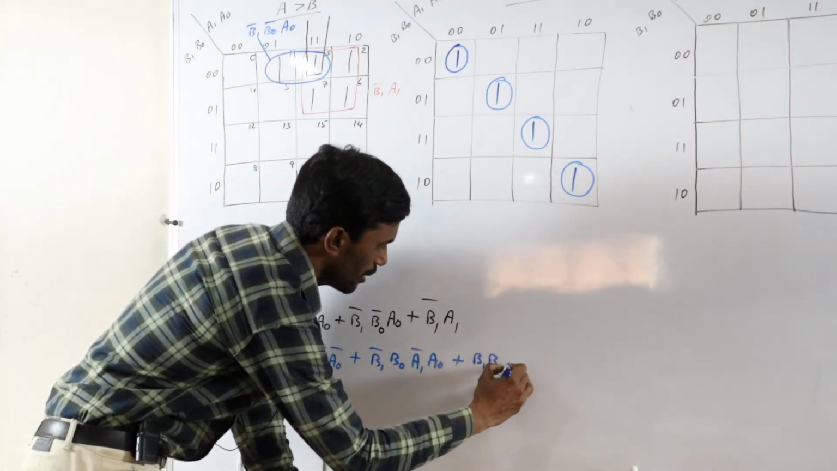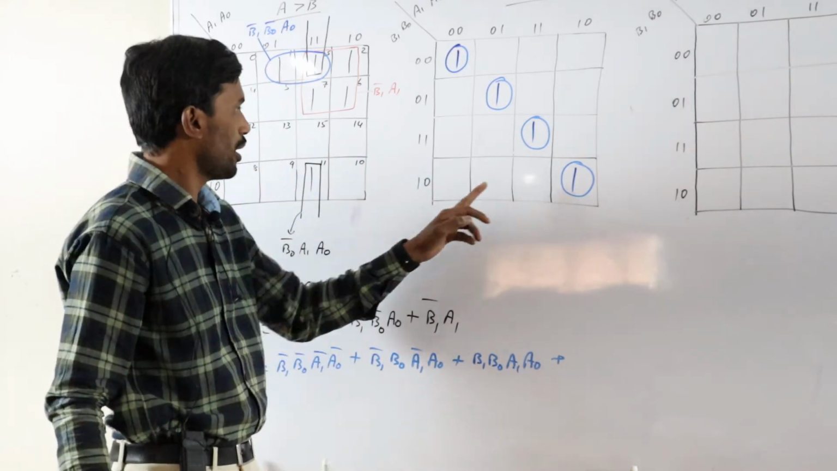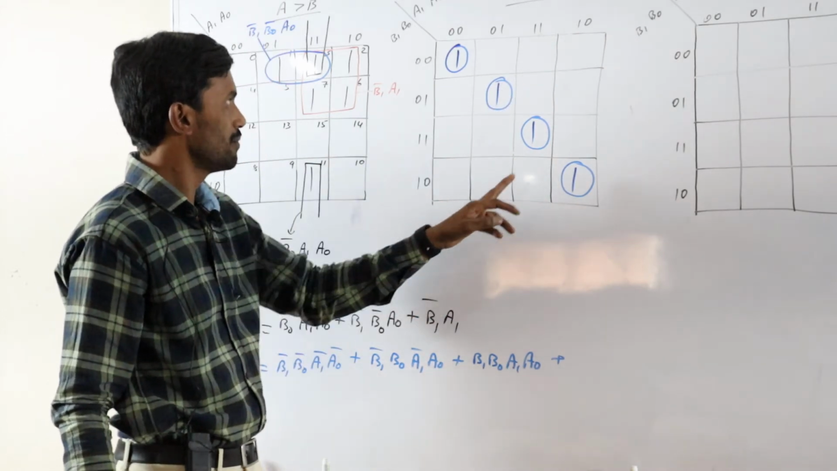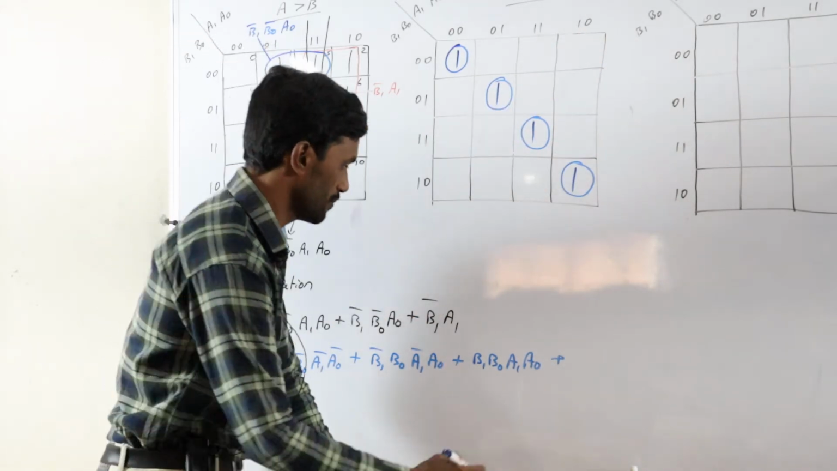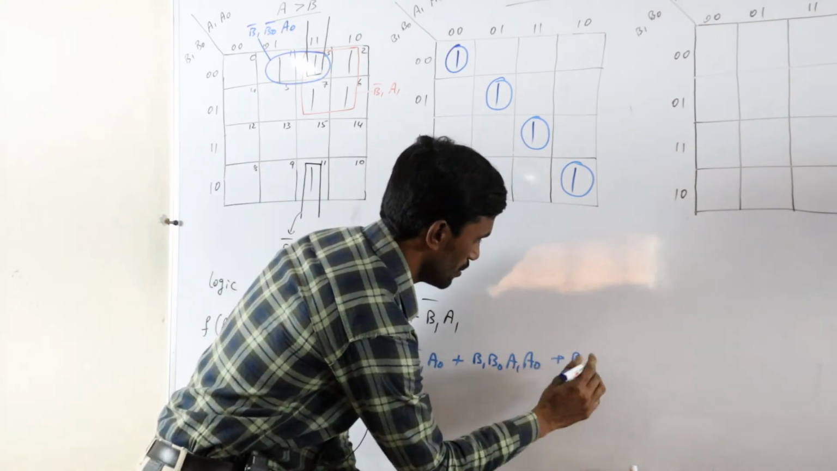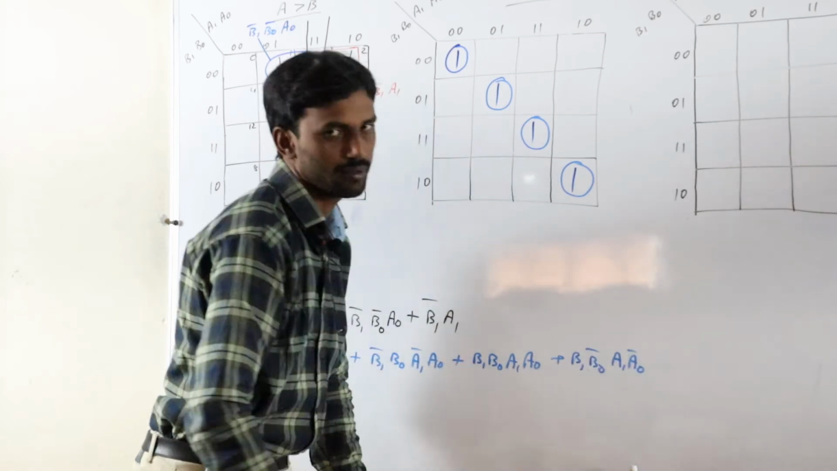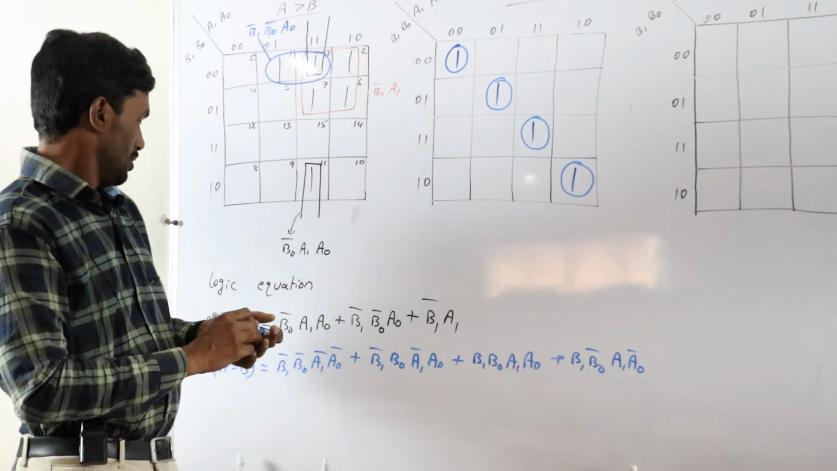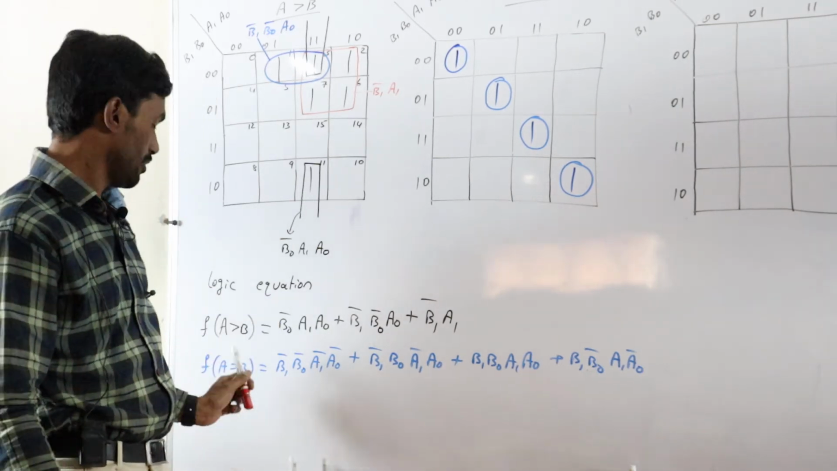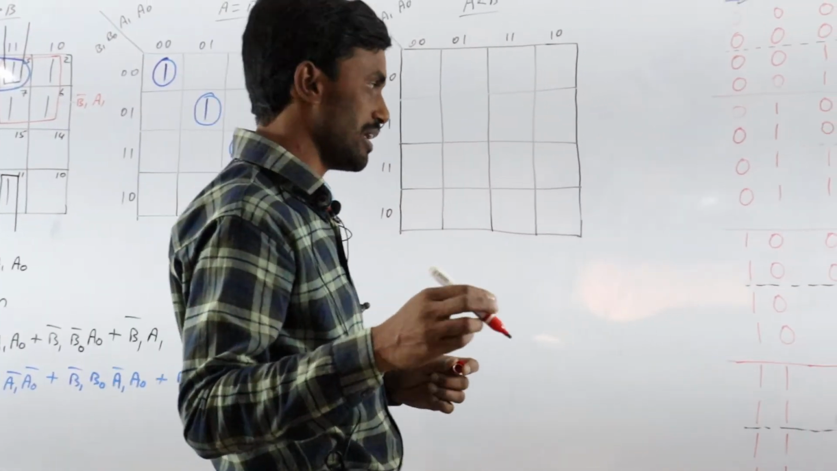The last one is B1, B0 bar, A1, A0 bar. So this is the logic equation for A equal to B. In the same way, the last logic equation, for A less than B, we will see.